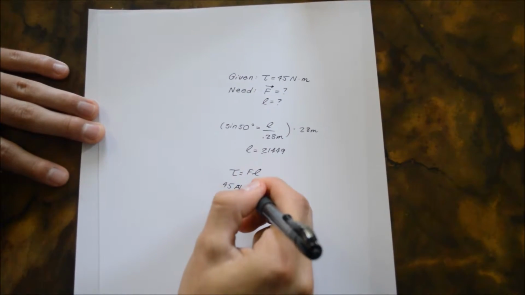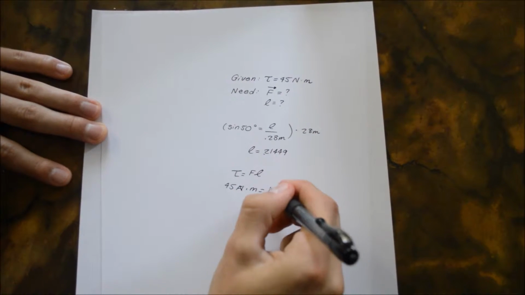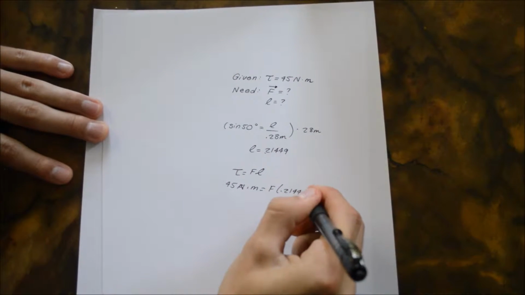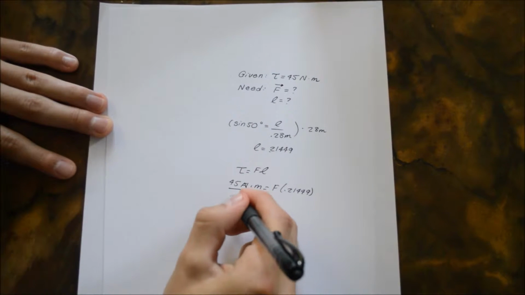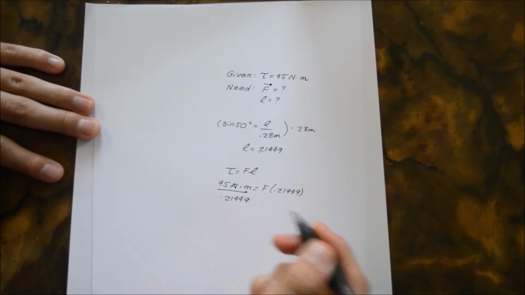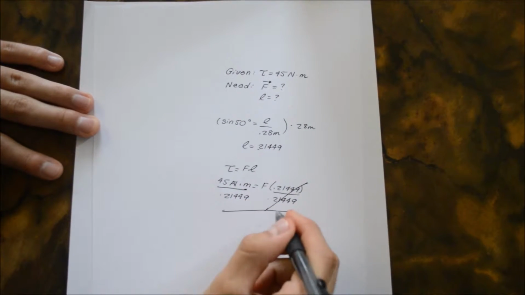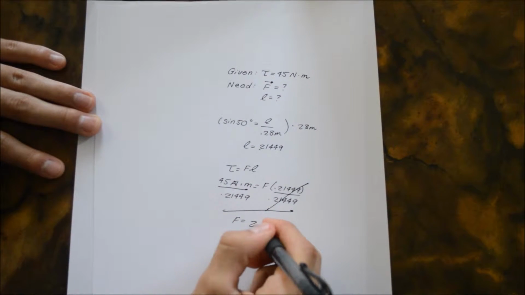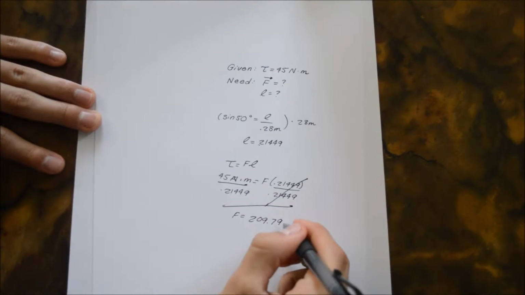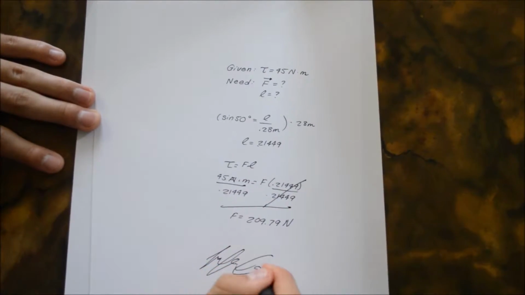Then you use all the information we have and plug it back into the original torque equation. Torque equals force times lever arm. With this information, it is 45 Newton meters equals force times 0.21449. To solve for force, you divide 45 Newton meters by 0.21449 and you find that the force is equal to 209.79 newtons.